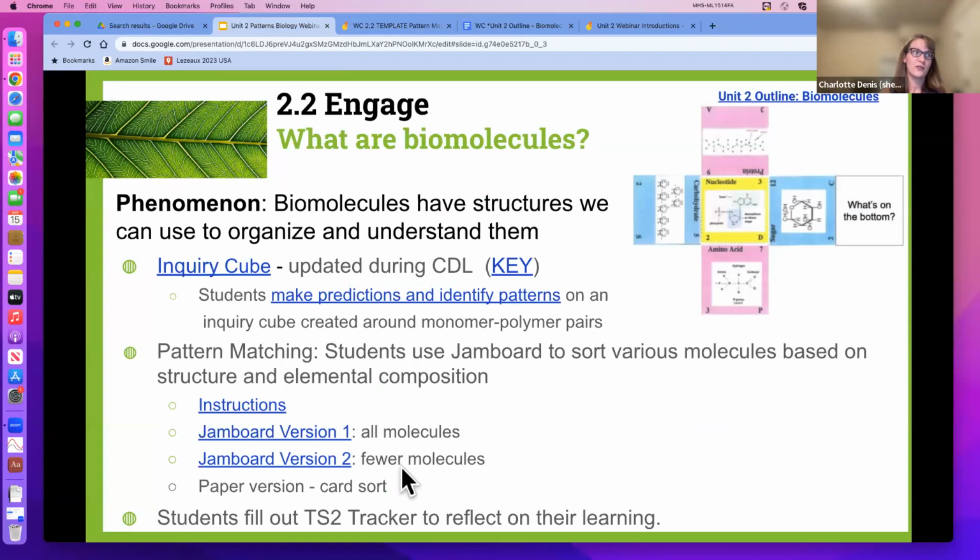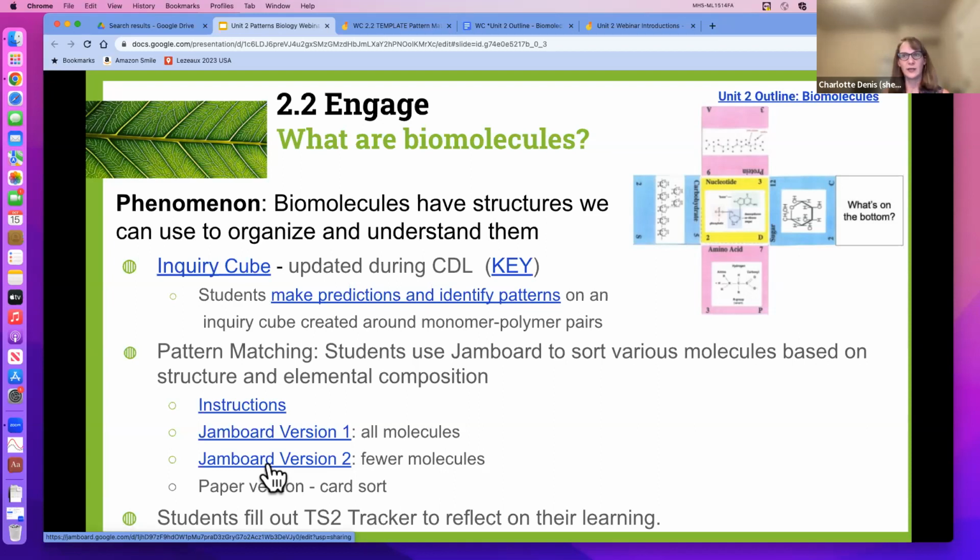There are two versions of the Jamboard. One of them has lots and lots of molecules. The one I just showed you was the one that has all of the molecules in it, including steroids and some long chain fatty acids. There is a second version that's a little bit less cumbersome. It has fewer molecules. It only deals with the main molecule groups.